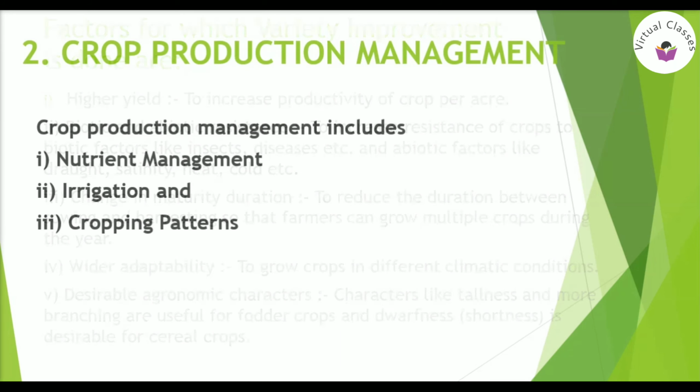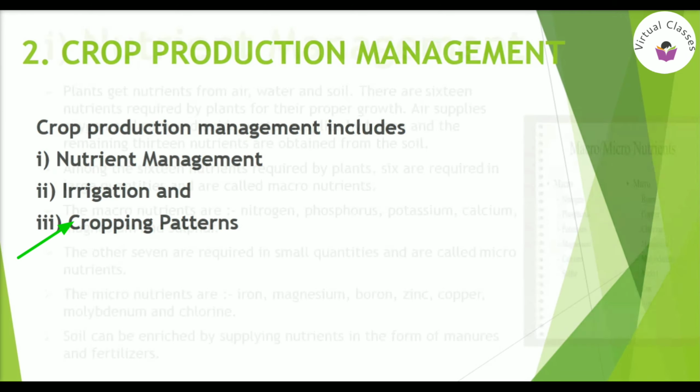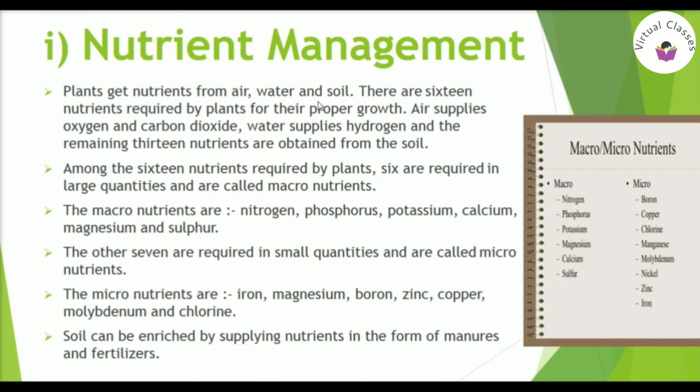Due to shortness of cereal crops, less nutrients will be required by them. Now, as we have read about the proper selection of the seeds for our crops, now let's study crop production management. We'll be studying this under three subcategories. First is nutrient management, second is irrigation, and third is cropping patterns. Let's come to nutrient management. Plants get nutrients from air, water, and soil. There are 16 nutrients required by plants for their proper growth. Air supplies oxygen and carbon dioxide, water supplies hydrogen, and the remaining 13 nutrients are obtained from the soil.